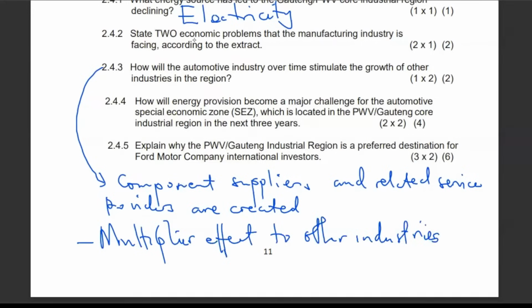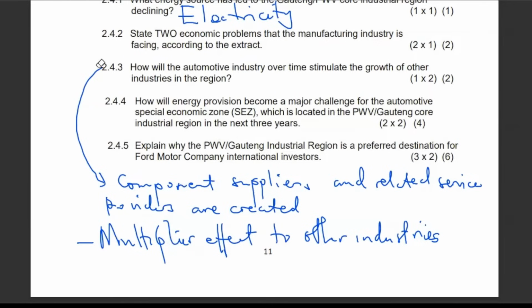You are working for an automotive industry, but at the end of the day, you are going to get paid. As you get paid, you are going to buy some other goods and services, which implies that you are also growing the other businesses where you are buying from because of the income that you got from your employment in the automotive industry. So that is the multiplier effect that is also going to happen in the other industries. Right, moving on to the next question.